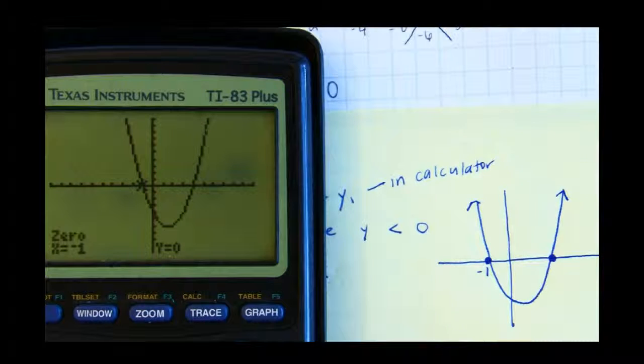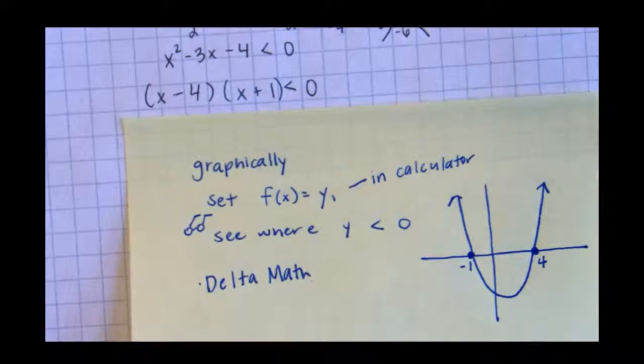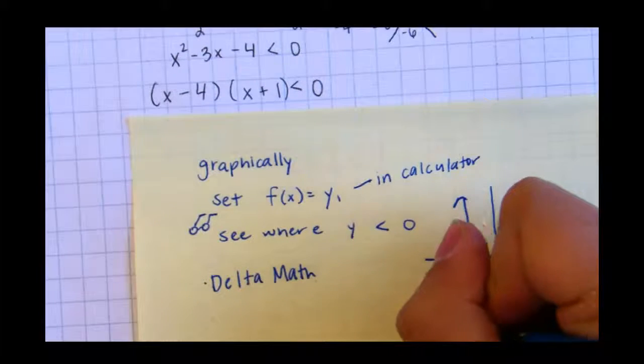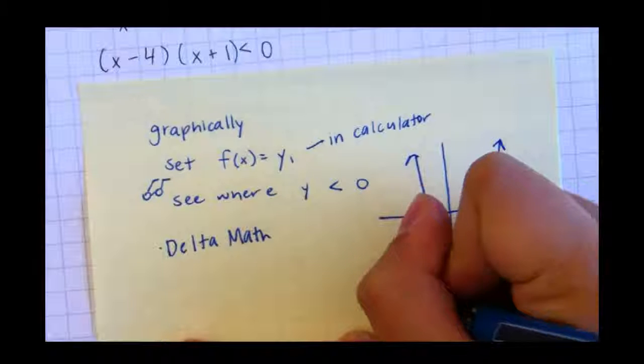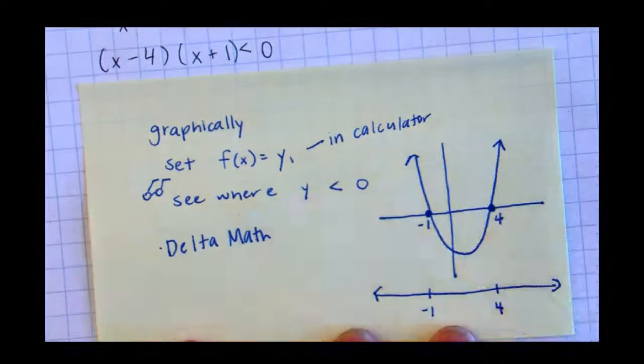Then I'm going to do the same thing for the other one. Go ahead and do that in your Delta Math calculator, and you can check back in a second. Okay, you should get that your other 0 is at x equals 4. So why this is important and why those zeros are important is because that's what I'm going to be graphing on my number line. Those are my 2 important values when I'm graphing this equation on my number line. So -1 and a positive 4.